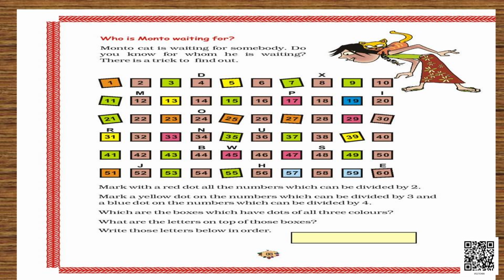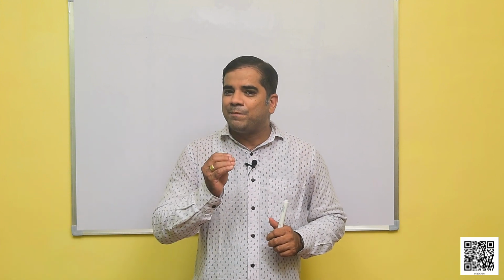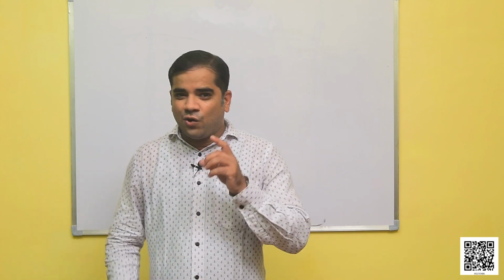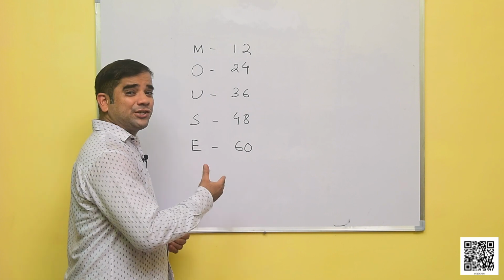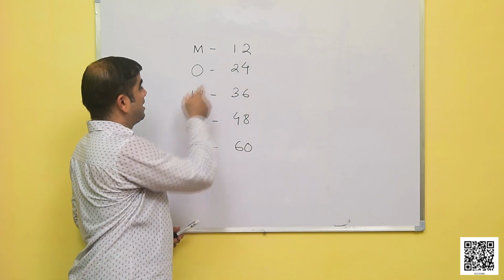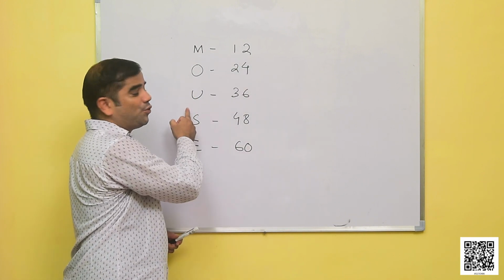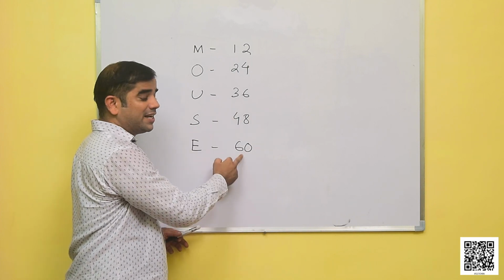You can find some of the numbers which have all 3 dots. Which dots? The yellow dot, the red dot, and the blue dot. So can you find any letter over those numbers? Yes, you can. Obviously, you can find the letters M, O, U, S, and E. That spells mouse. So students, which numbers did we find from the group of numbers? M is found at 12, O is found at 24, U is found at 36, S is found at 48, and E is found at 60.